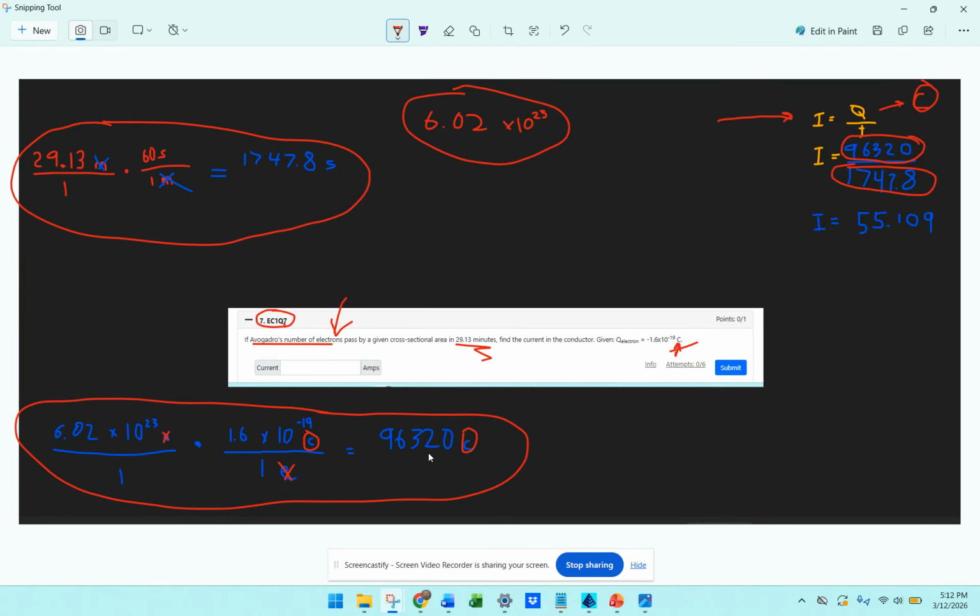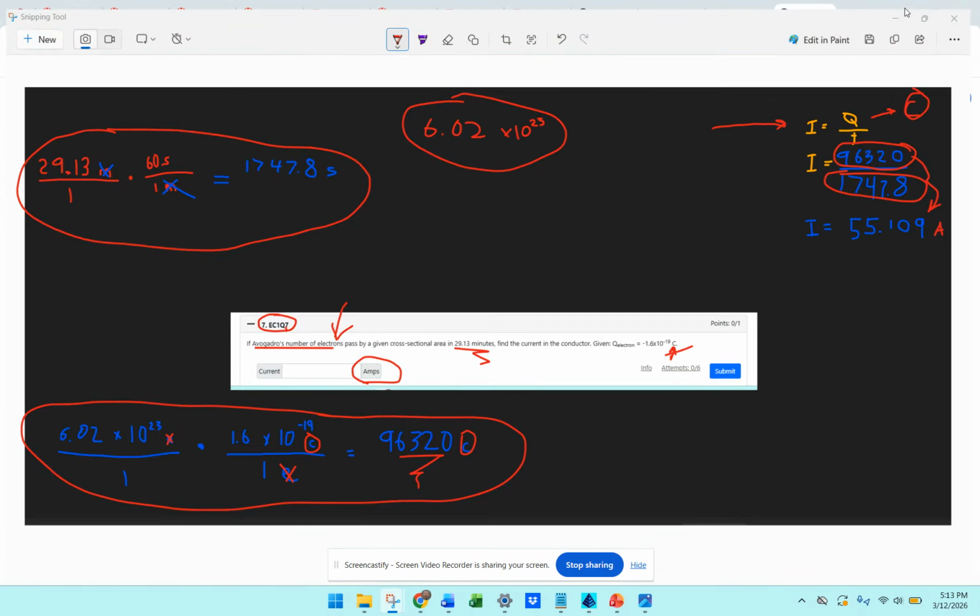And so, of course, this number here ends up getting fed up here. We take this divided by this, and then we get that for our current. And that would be, of course, in amps. And since we want amps here, we'll be in good shape.